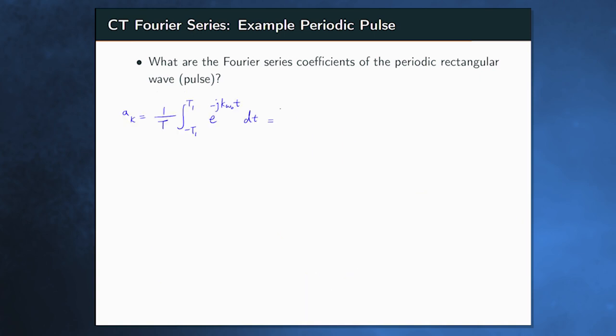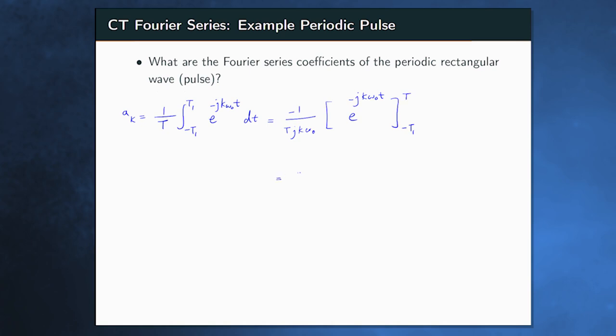So I rewrote the same equation in here. That's going to be equal to negative 1 over T multiplied by j k omega naught. And then I am calculating the value of e to the negative j k omega naught t from negative T1 to T1.